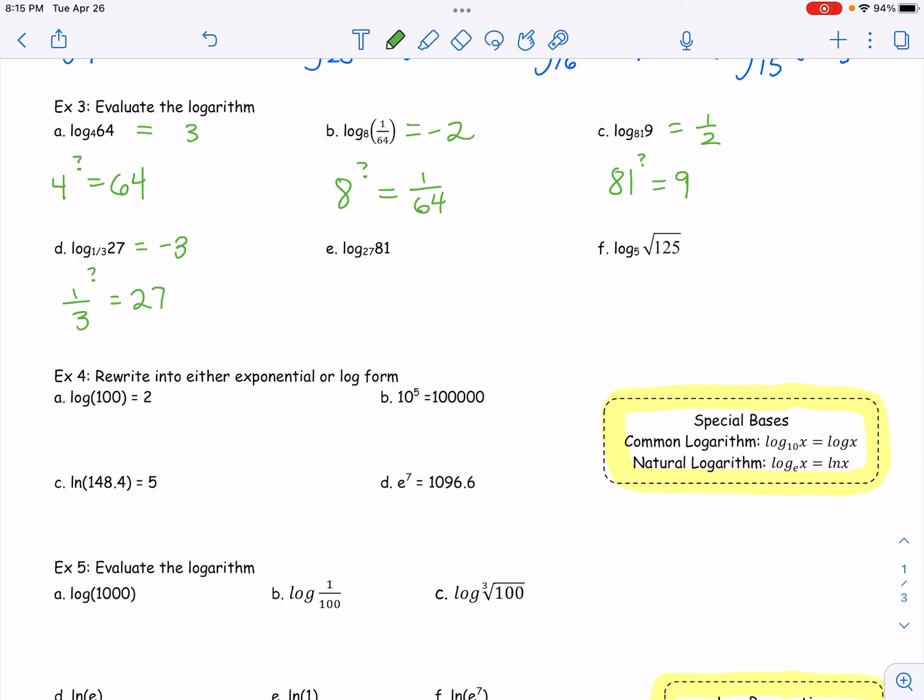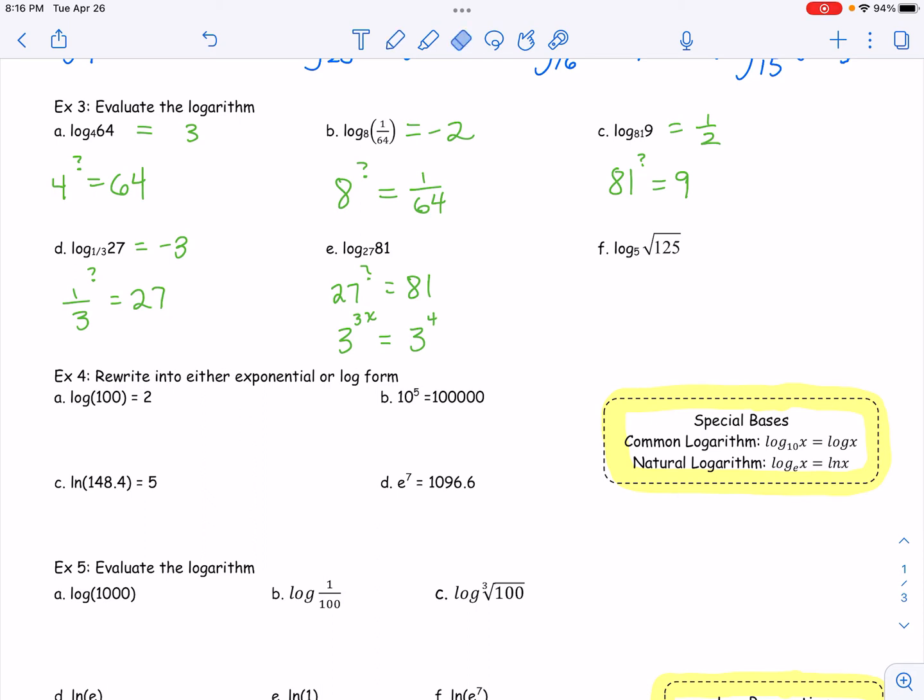Okay, let's do another one. 27 to the what power equals 81? Well, this one could be a little bit more challenging because 27 raised to a whole number doesn't give us 81. So the way that I see this is, I know something is in common between 27 and 81. They both can be rewritten with bases of 3. 27 is actually 3 to the third power. 81 is actually 3 to the fourth power.